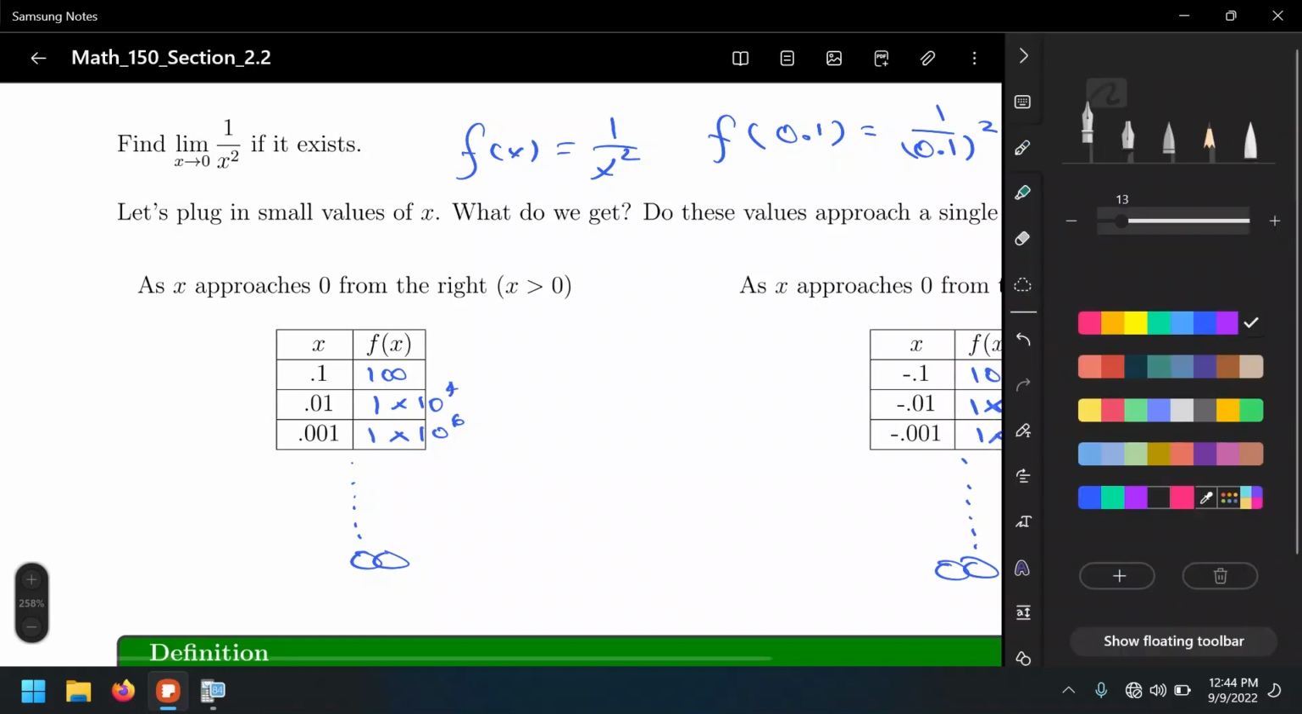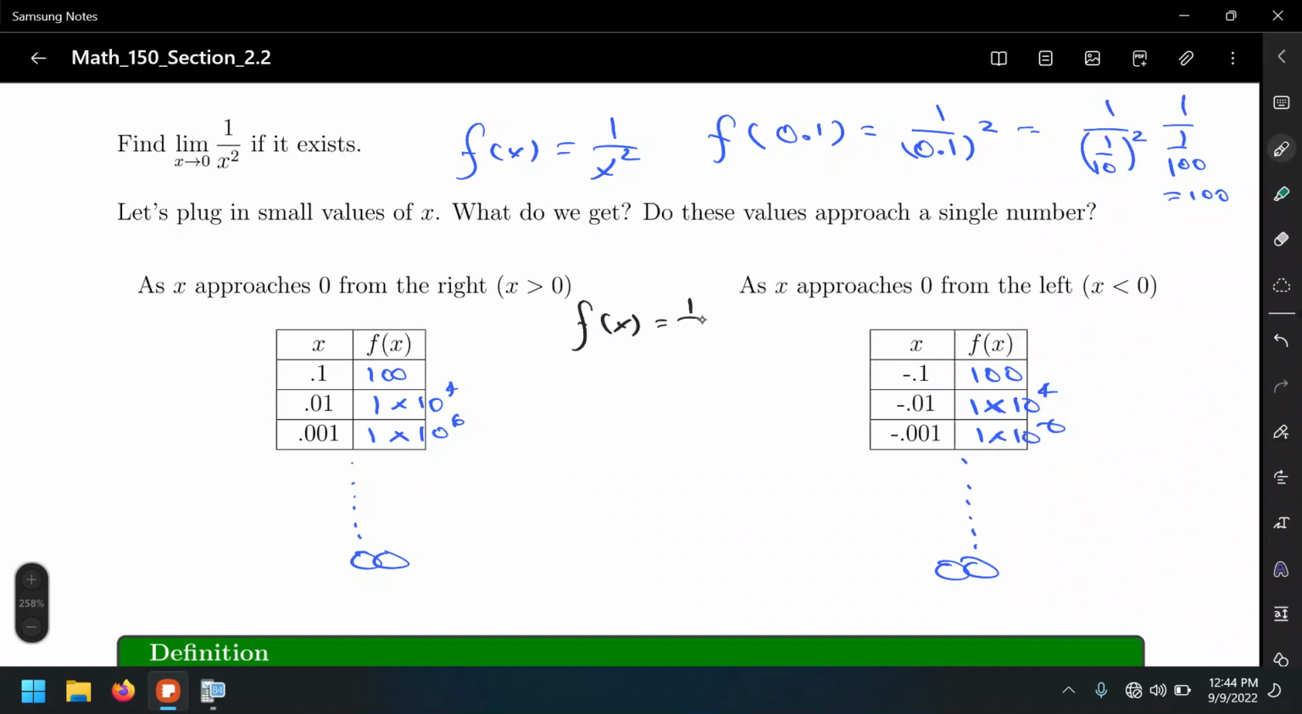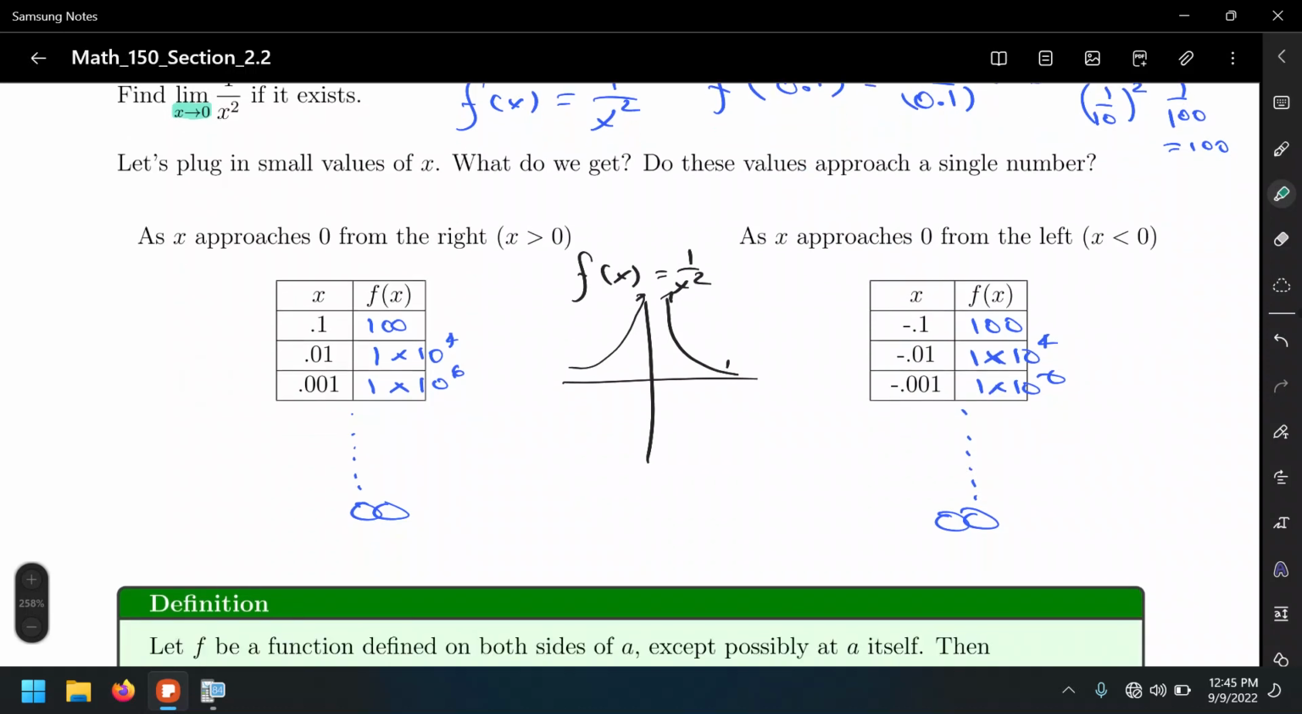So let's recall the graph of f of x equals 1 over x squared, and we'll look at the graph being this. Essentially, we're looking at the limit as x approaches 0. We want to know the limit plain vanilla 0, not just from the left, not just from the right, but in this case we need to look at the limits from both sides. So the limit of f of x as x approaches 0 from the right, and the limit of f of x as x approaches 0 from the left.